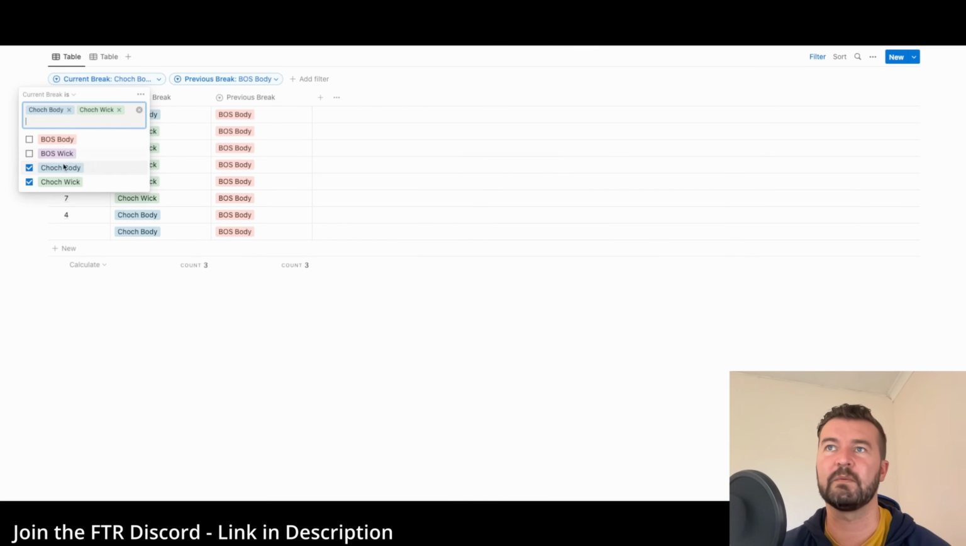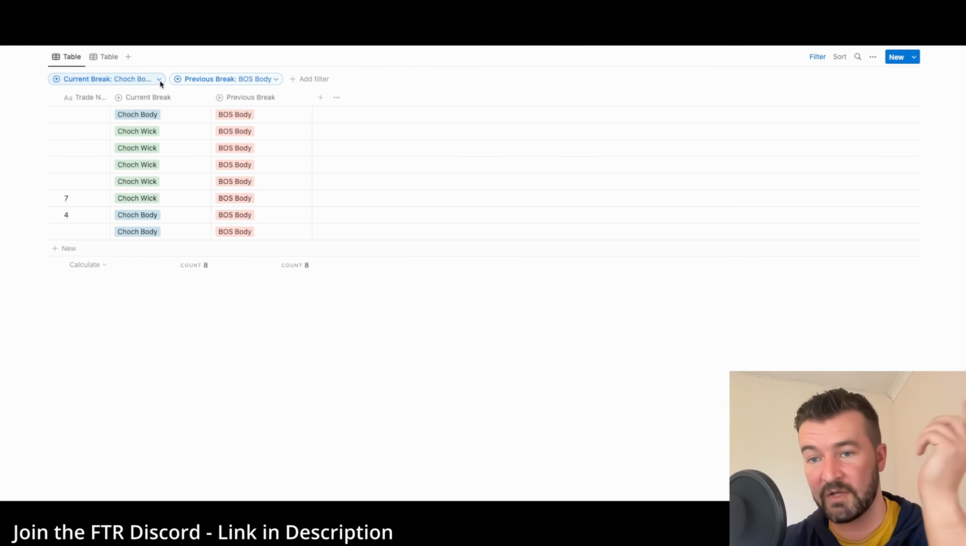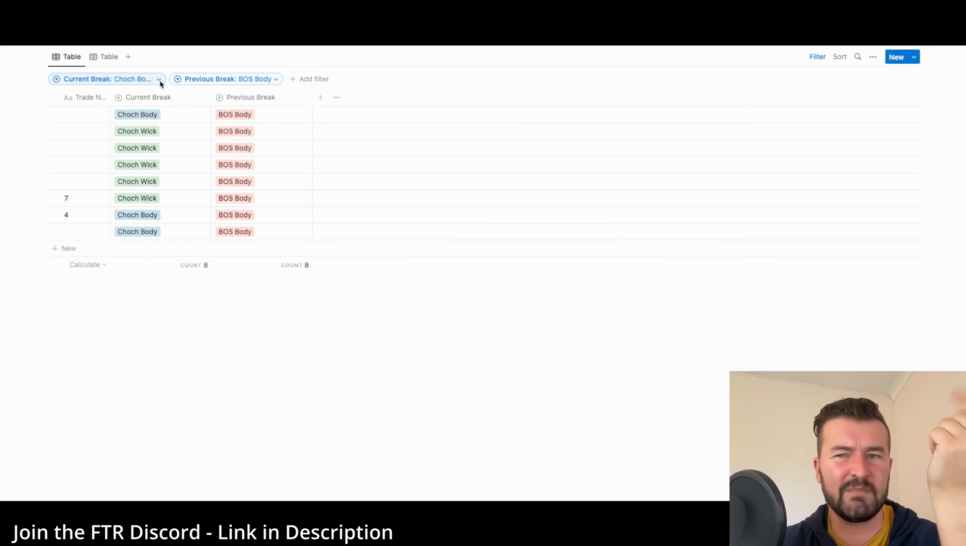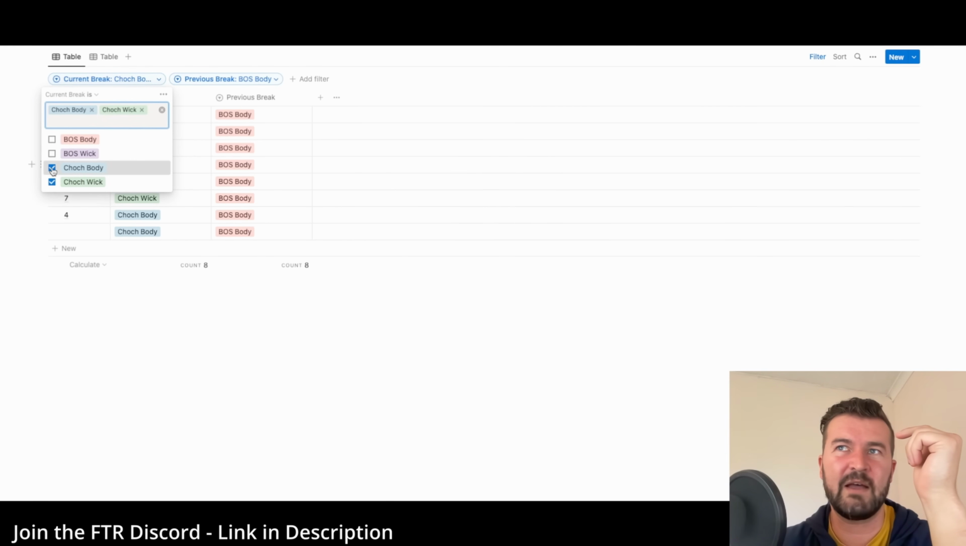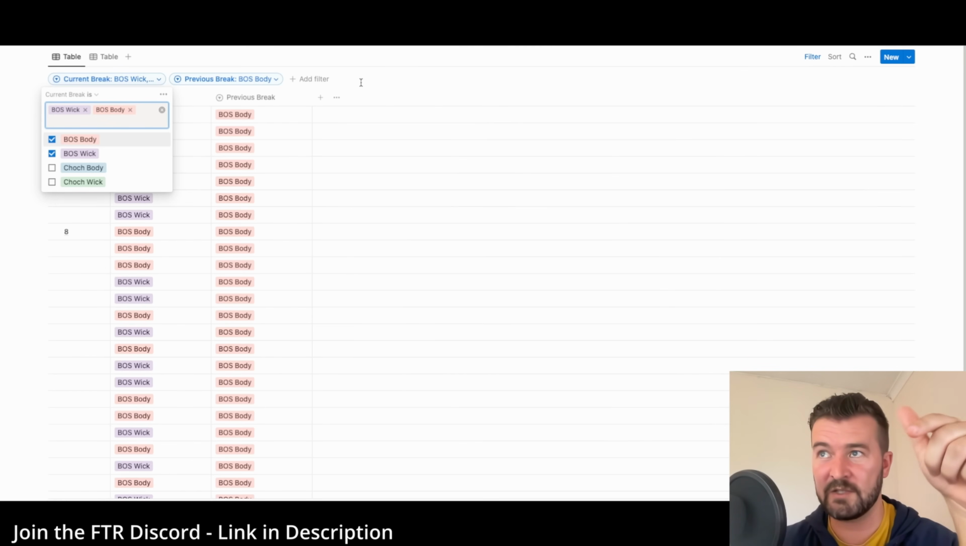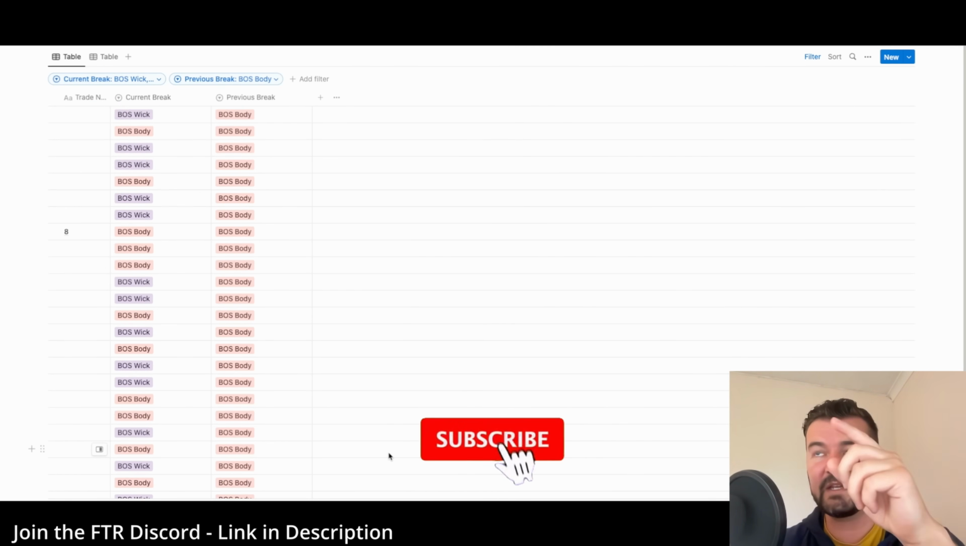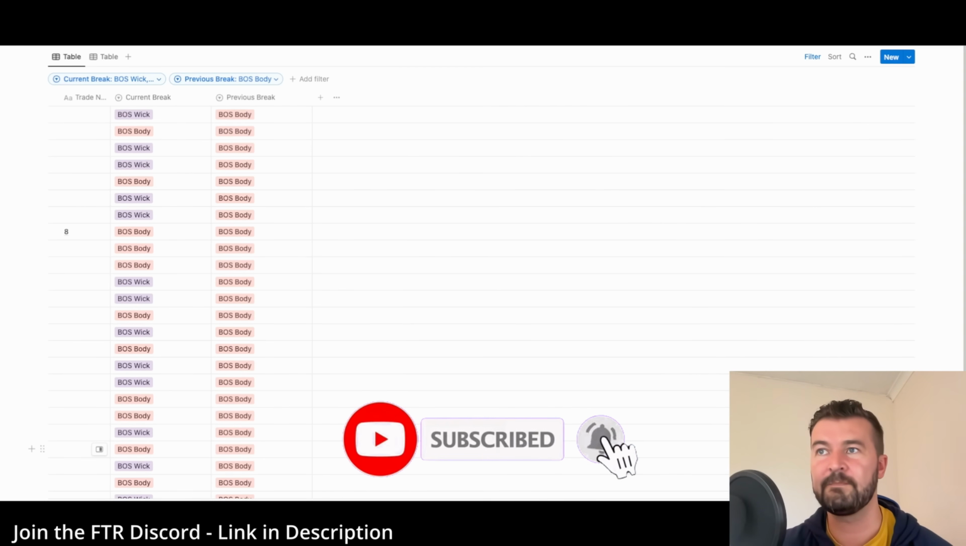Let's say now that we want to see chock from there. So 8 out of 32 is 25%, all right? So 25% of the time after a boss body break, it's going to come back and take you out of the trade, which means when you flip that on its head, boss body into boss, 24 out of 32, 75% chance. All right, there's your 75% which you should be taking.